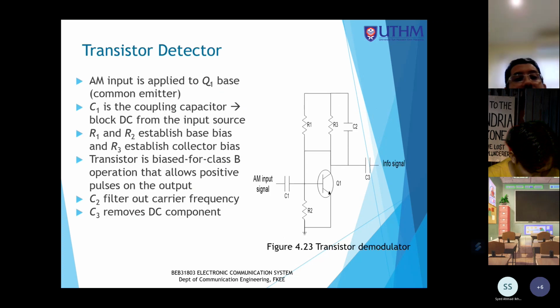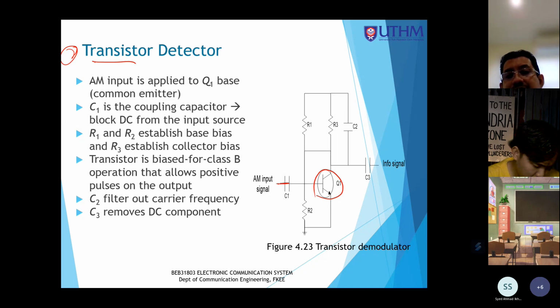Dan kita ada dua, yang kedua. Untuk yang kedua adalah transistor detector. So kalau you lihat di sini transistor detector, yang kali ini kita menggunakan jenis yang kedua. This is the second type of demodulator, which is the transistor demodulator. Okay, yang mana kali ini perbezaannya dia cuma menggunakan transistor dan input kita berada di sini.